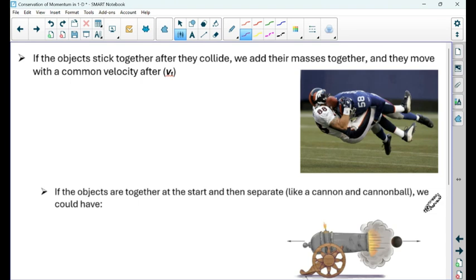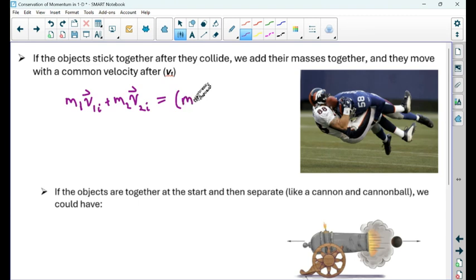So if two objects stick together after they collide, like two football players, one tackles the other and they stay together, we add their masses together and they move on with a common velocity. So how would we write that mathematically? We'd say, well, we got our momentum of our first object, right? So we'd say that momentum we could write as mass 1 times velocity 1 initial plus the mass 2 times velocity 2 initial. So that's our two football players. That's their momentum.